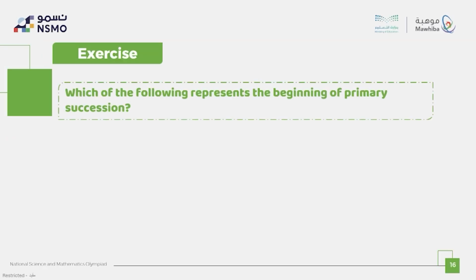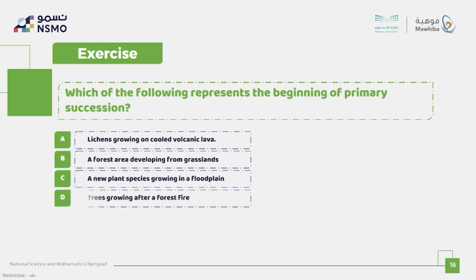The question asks, which of the following represents the beginning of primary succession? It usually begins with pioneer species like lichens that can grow on bare rock. Okay, let's look at the options and analyze them. First, lichens growing on cold volcanic lava. And this is true. Yes, that's right. Because this is a clear case of primary succession. No soil, just new volcanic rock.